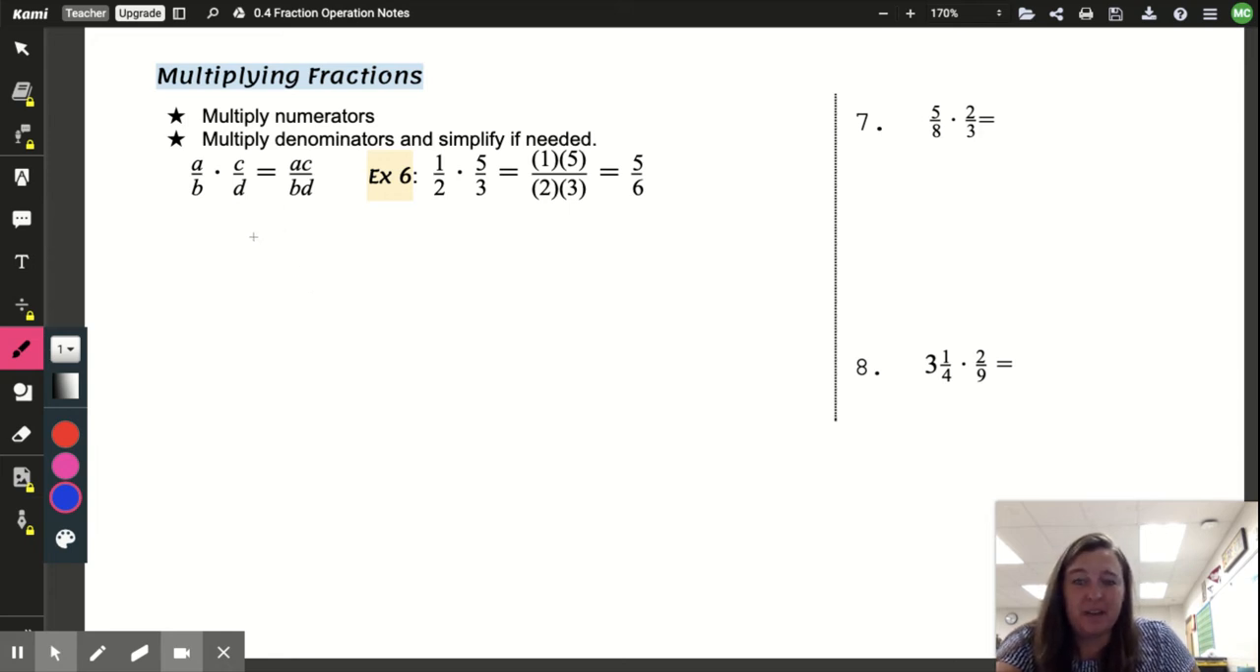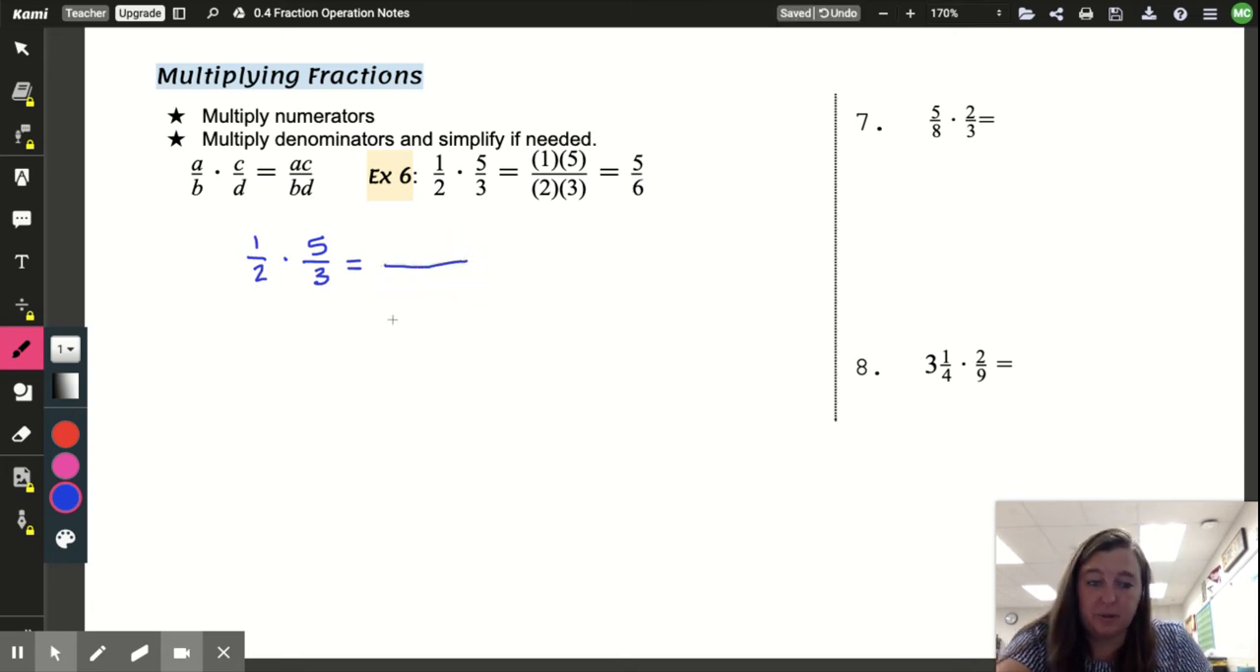So let's take the example we have here. So we've got 1/2 times 5/3. So because it's multiplication, I don't care if the denominators are the same or not.